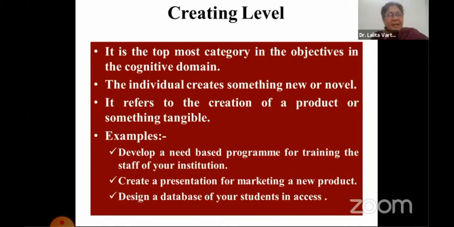So questions like, develop a need-based program for training the staff of your institution, or create a presentation for marketing a new product, or design a database of your students in Access. Here, what we expect the student or the individual to do is to create something which will be useful, which will actually be brought into practice, and hence it is at the highest level of Bloom's taxonomy.